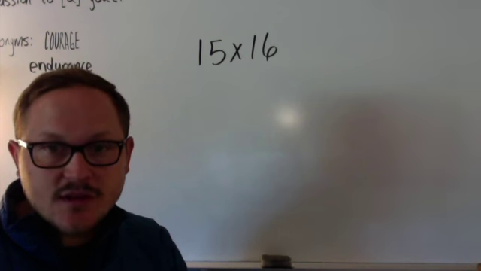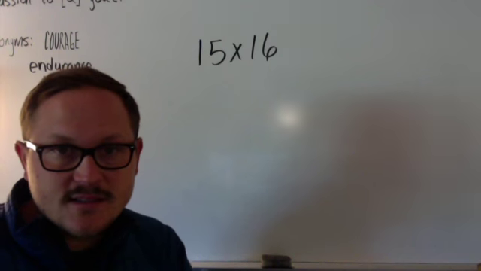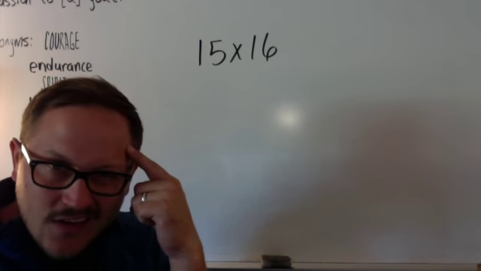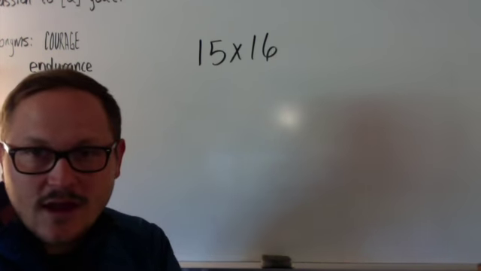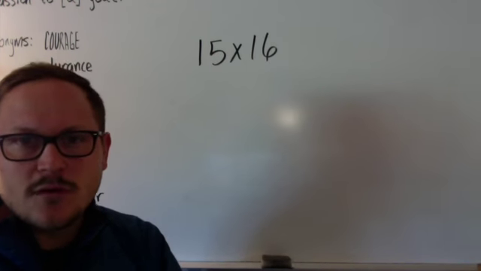Continuing with the discussion of doubling and halving, I'm going to take the example 15 times 16. Think real quick, get an answer, and you should have an answer, right? Just an easy one. 15 times 16, we know to be 240.